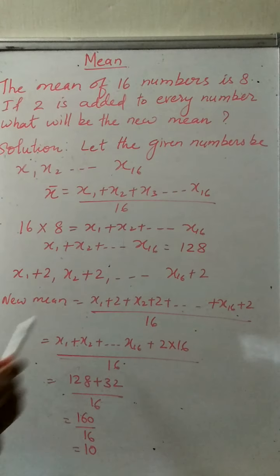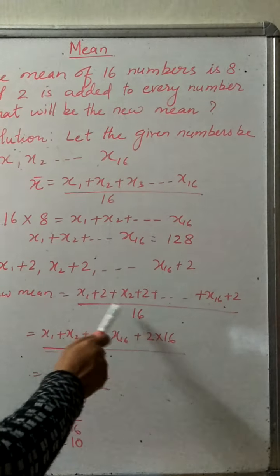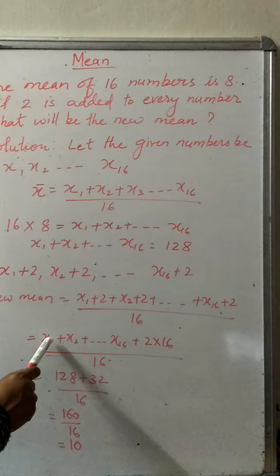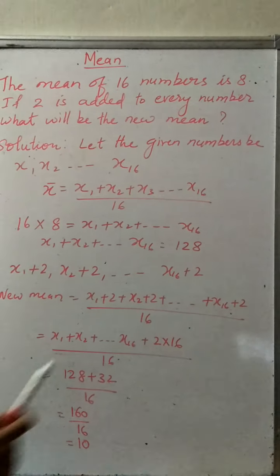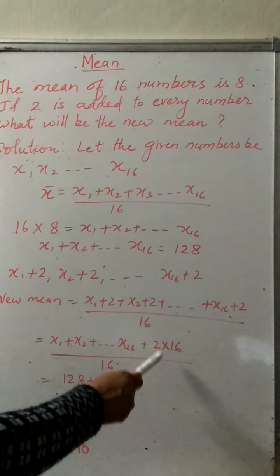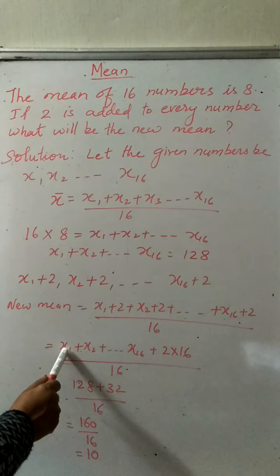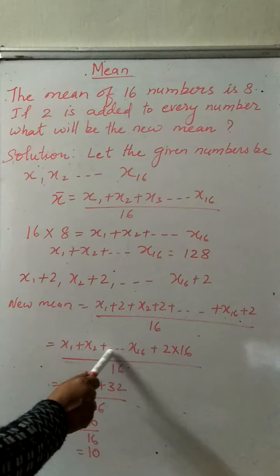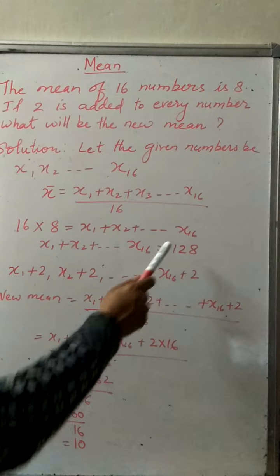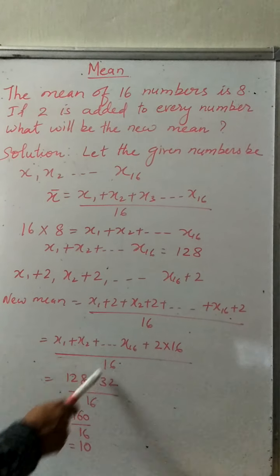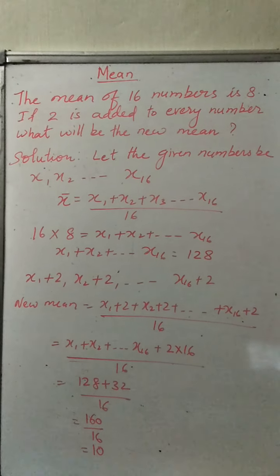This is the formula. So x1 plus 2 plus x2 plus 2 plus up to x16 plus 2, divided by 16. So I have separated x1, x2 up to x16 and 2 how many times? Because 16 observations are there, we have to add 16 times 2. So that means 16 into 2. And the value of these observations, that is x1 plus x2 up to x16, is 128. So this value we have to substitute here. So that is 128 plus 32. And after solving, you will get the answer 10.